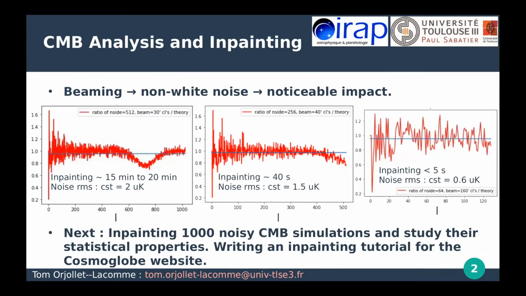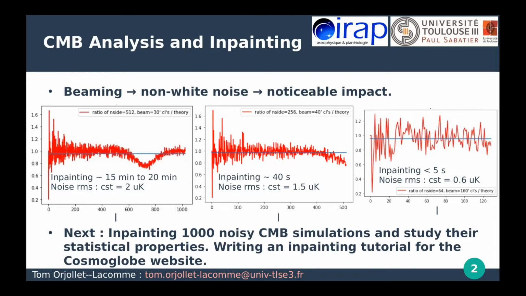Can you go to the next slide, please? Good, thanks. Here is a sum up of my results so far. What is represented here in those three figures are the ratio of polar spectra calculated from inpainted maps and theory. So basically, if the inpainted map is consistent with theory, the ratio must be 1, which is not the case for the first two figures. And what it means is that we cannot trust inpainting for the whole range we are studying.